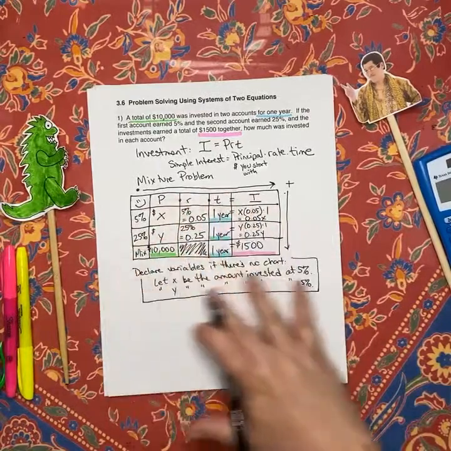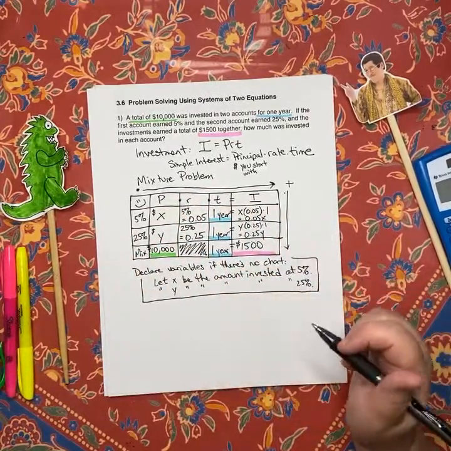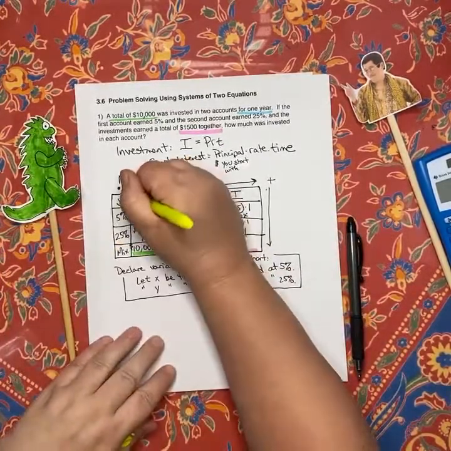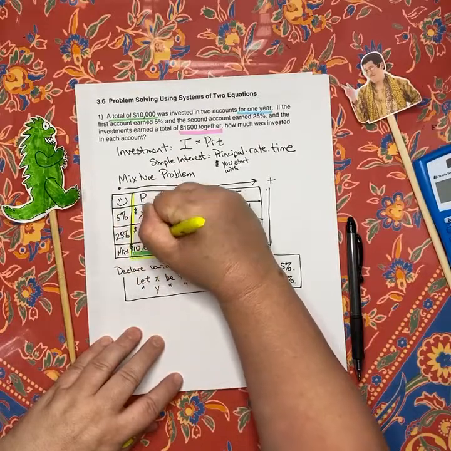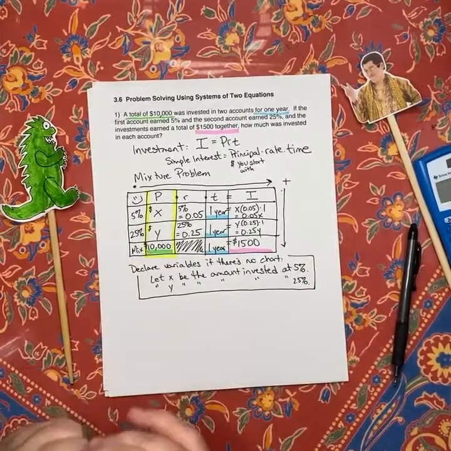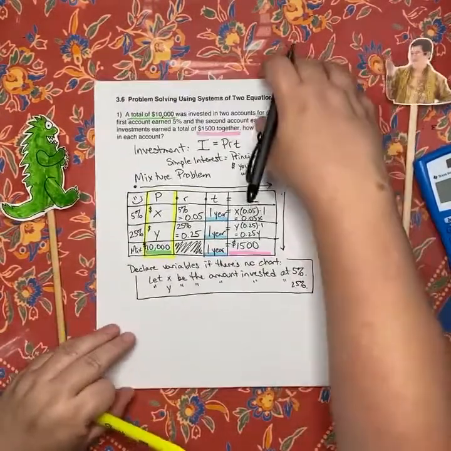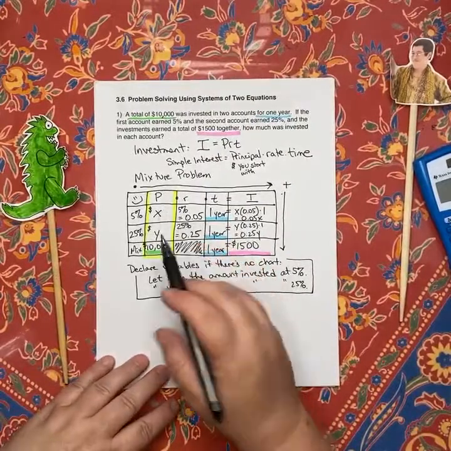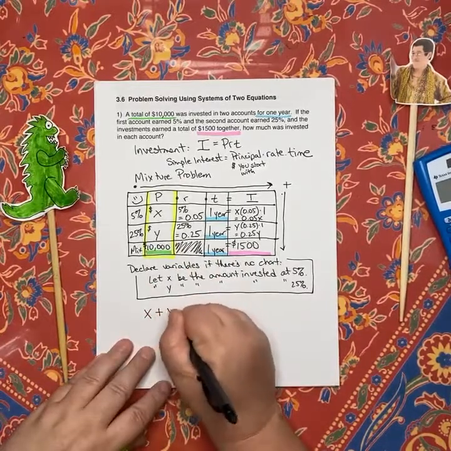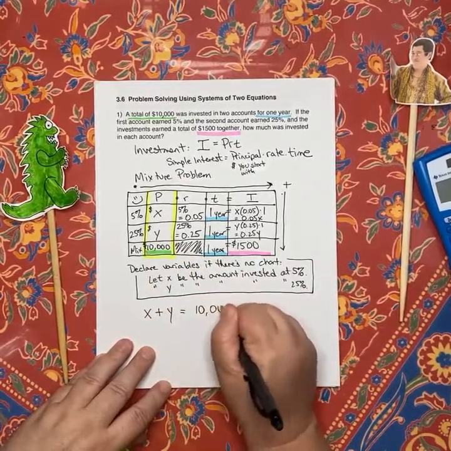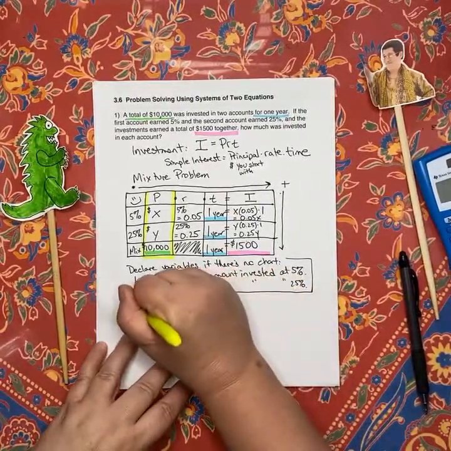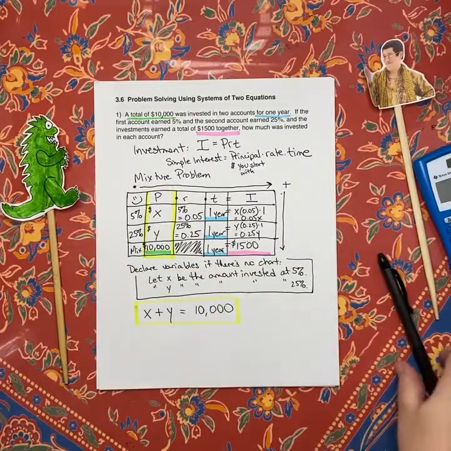Okay, so I've got the chart though, and now I'm going to use the chart. If I look at this piece of the chart, the column that has the P in it, I see that the total amount is 10,000. That's made up of x and y. So x plus y must be 10,000. And that I get from my first column, that P column.